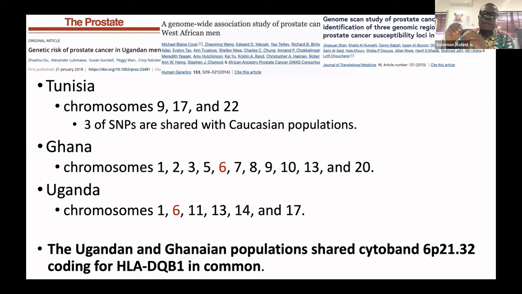The interesting thing is that if you look at the risk chromosomes, you can see that the Tunisia risk chromosomes are completely different from those for sub-Saharan Africa. And if you compare West Africa, Ghana, with East Africa, Uganda, the only commonality is on chromosome 6. The cytoband identified there is in the neighborhood of HLA, a gene involved in immune response. Again, it takes us back to what Evelyn talked about, immune response.